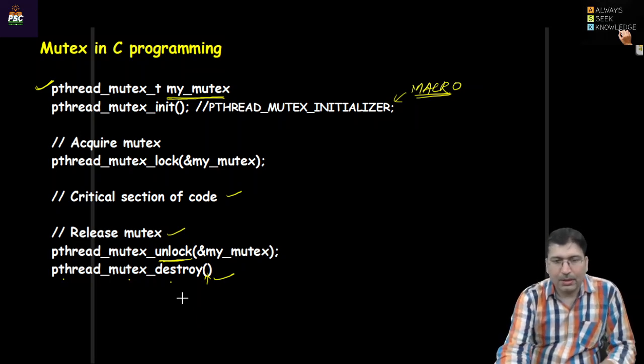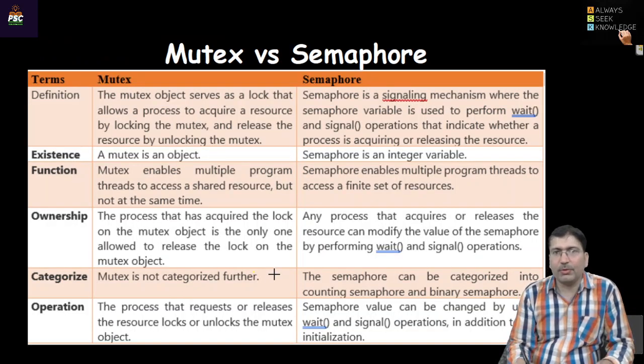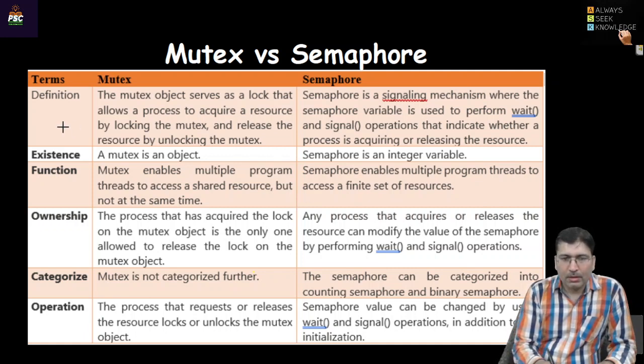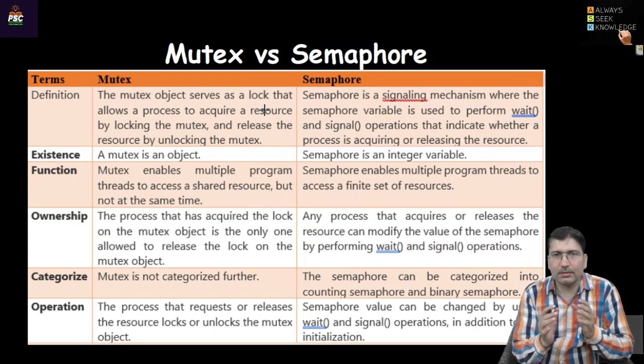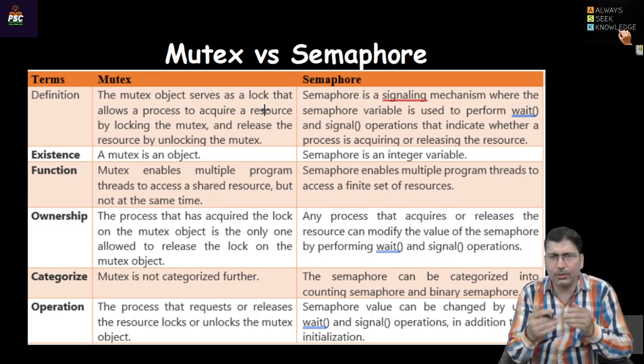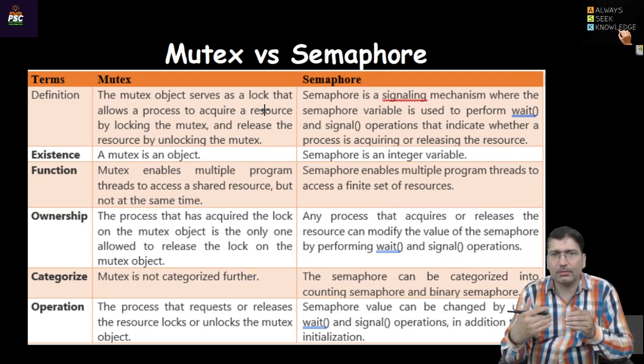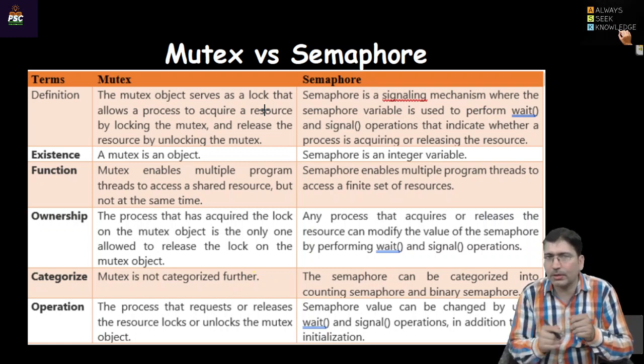Okay. Now look at the fundamental difference between the mutex and semaphores. In terms of definition, you understood what the difference is. The mutex object serves as a lock. So mutex serves as a lock or unlock. There are two mechanisms we perform on the mutex. We can lock or unlock the thing. Like we have a lock on a door. If we don't want anyone to enter the room, we can lock that, and only we have the key, so we can unlock that.